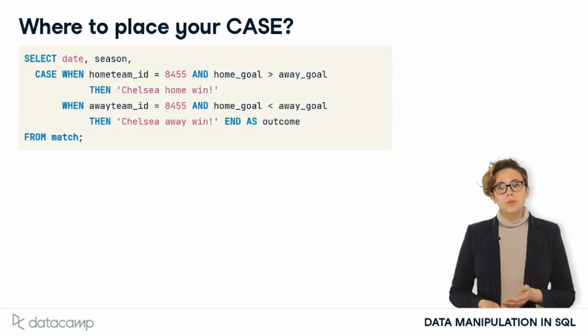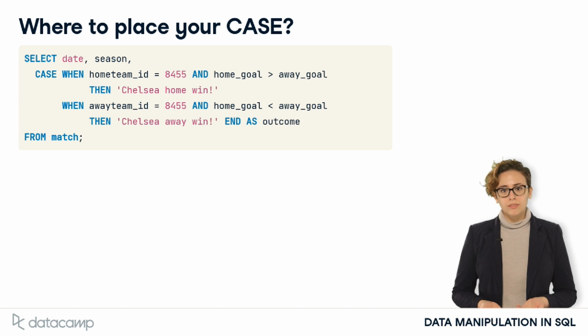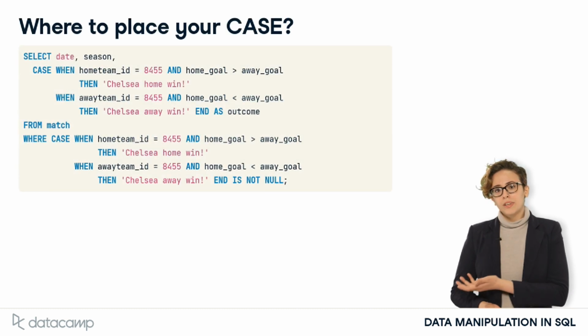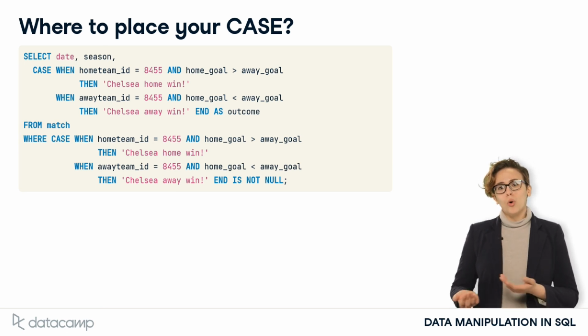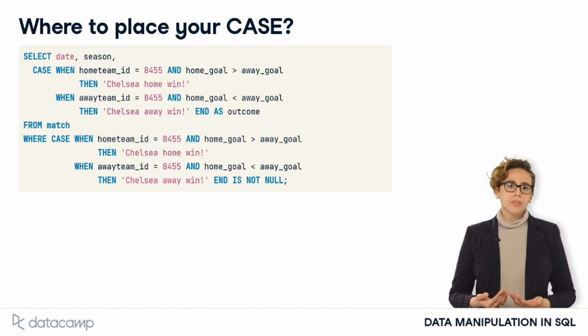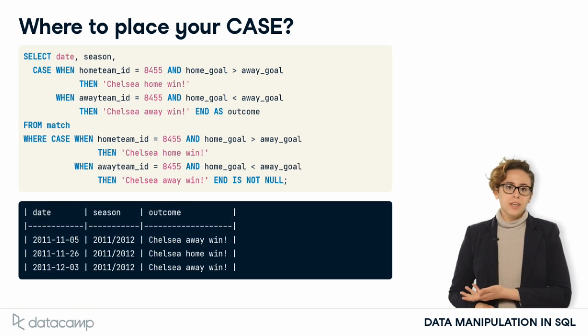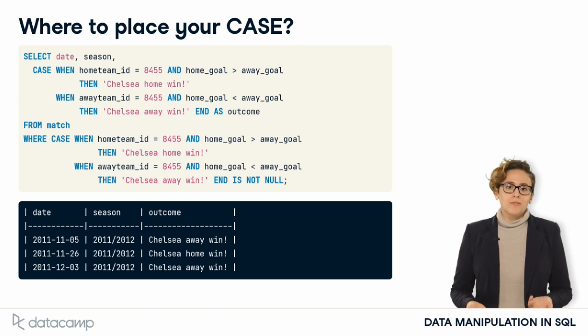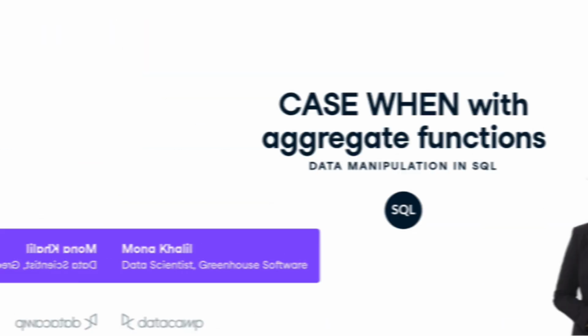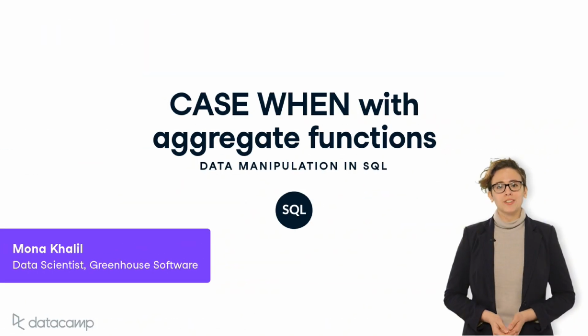To correct for this, you can treat the entire case statement as a column to filter by in your where clause, just like any other column. In order to filter a query by a case statement, you include the entire case statement, except its alias, in where. You then specify what you want to include or exclude. For this query, I want to keep all rows where the case statement is not null. My resulting table now only includes Chelsea's home and away wins, and I don't need to filter by their team ID anymore. Let's take a look at case statements with aggregate functions.